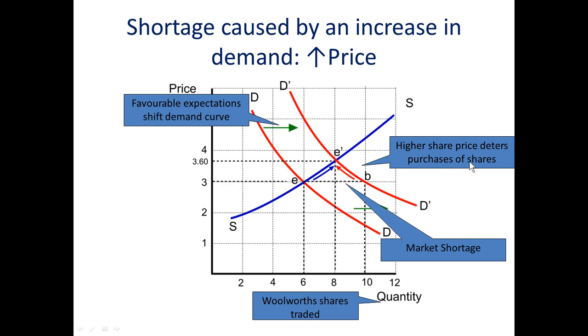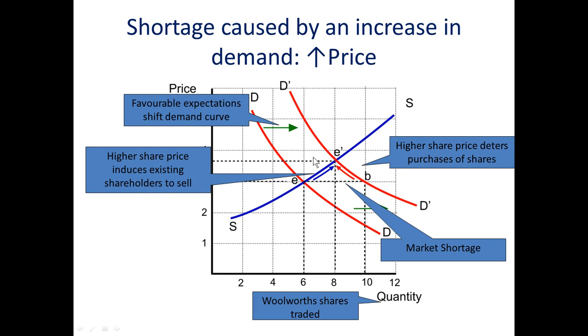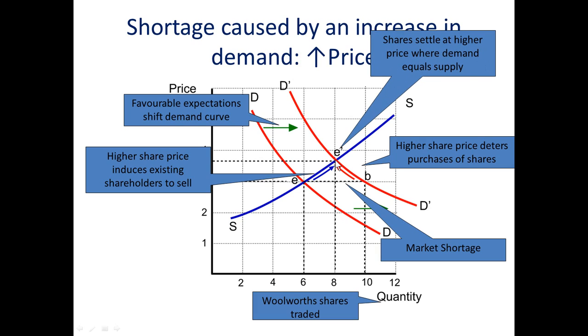So some buyers of shares are deterred by the higher price. They move along the demand curve from B to E prime, whereas some people can see profit in the higher price, so they're prepared to supply at the higher price. And only at E prime will the wishes of demanders and suppliers be the same, and equilibrium will be reattained at a new higher market price for those shares.